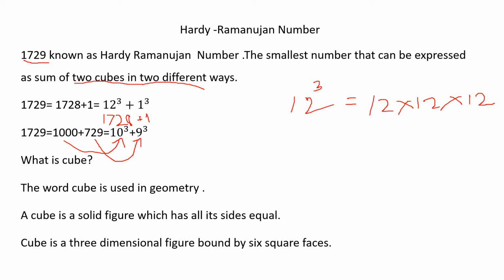So 1729 can be represented in the form of the sum of 2 cubes. Okay, so it is the smallest number that can be expressed as the sum of 2 cubes in different ways. So is it possible to represent any other number like this? No, only 1729 is possible to represent. That's why he named this number as a magic number.